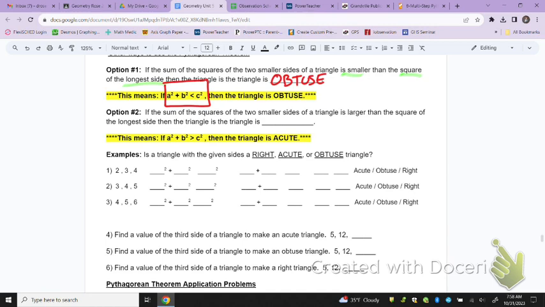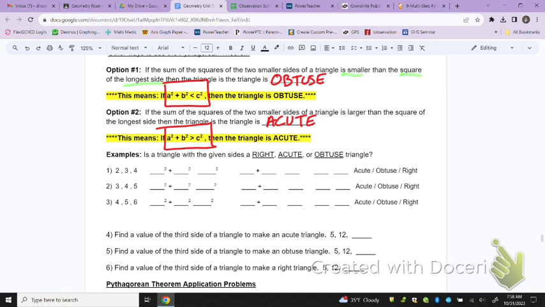Our second option is if the sum of the squares of the two smaller sides of the triangle is larger than the square of the longest side, then the triangle is going to be acute. So again, this means if a squared plus b squared is greater than c squared, then your triangle is acute.